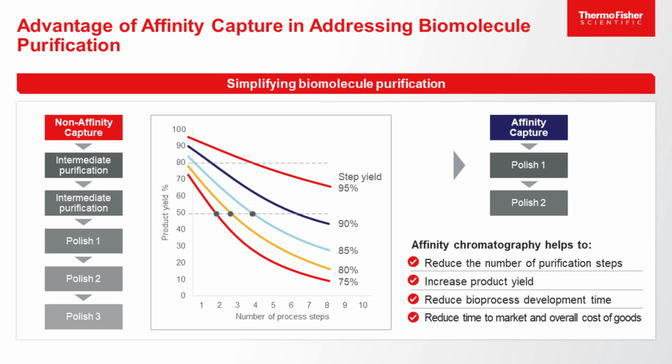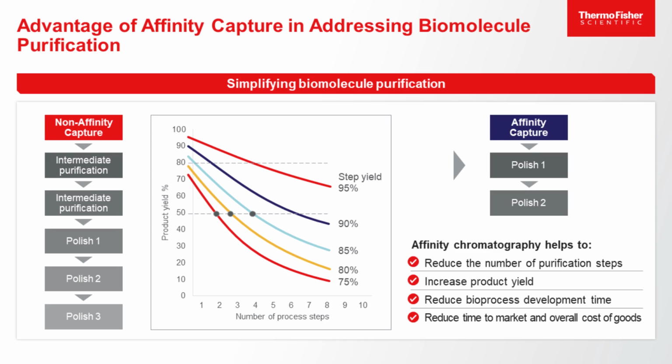Even if you have a pretty good step yield for any of these steps, let's say 85%, if you have 4 steps in a process, which is not atypical for a complicated molecule, you'll probably throw away half of your product during downstream processing. So half of the value produced in upstream is basically lost by the number of process steps you have.